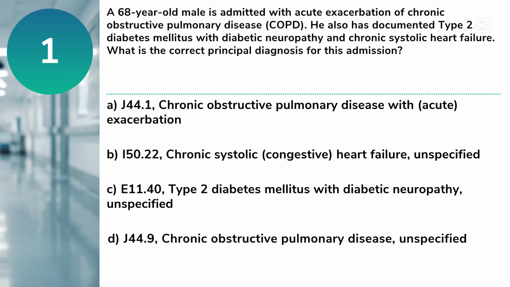A. J44.1, chronic obstructive pulmonary disease with acute exacerbation. B. I50.22, chronic systolic, congestive, heart failure, unspecified. C. E11.40, type 2 diabetes mellitus with diabetic neuropathy, unspecified. D. J44.9, chronic obstructive pulmonary disease, unspecified.